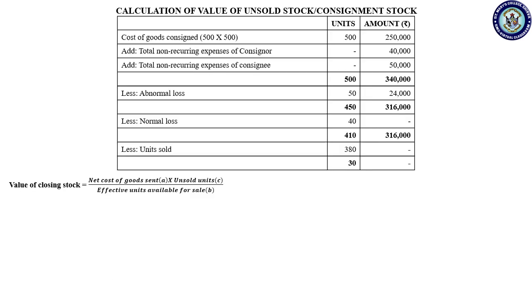Okay, so the formula is: value of closing stock equals net cost of goods sent into unsold units, divided by effective units available for sale. If you forget the formula, you apply cross multiplication, then substitute the value, that is 3,16,000 into the unsold units divided by 410. The value you get is the closing stock value. So 23,122 is the value of closing stock.